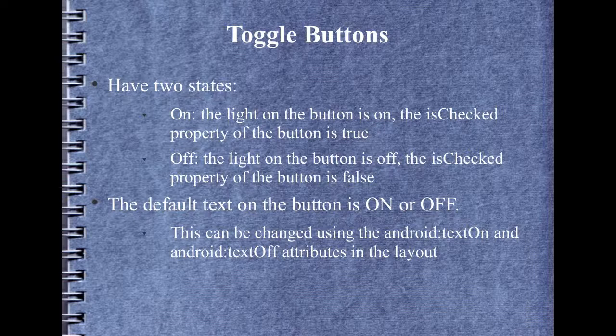Also, the text on the button changes, and by default, this is either a capital on or a capital off. And this can be changed by changing the text on and text off Android attributes in the layout file. So by default, the button has functionality. If you click it, the state changes from on to off and from off to on again.